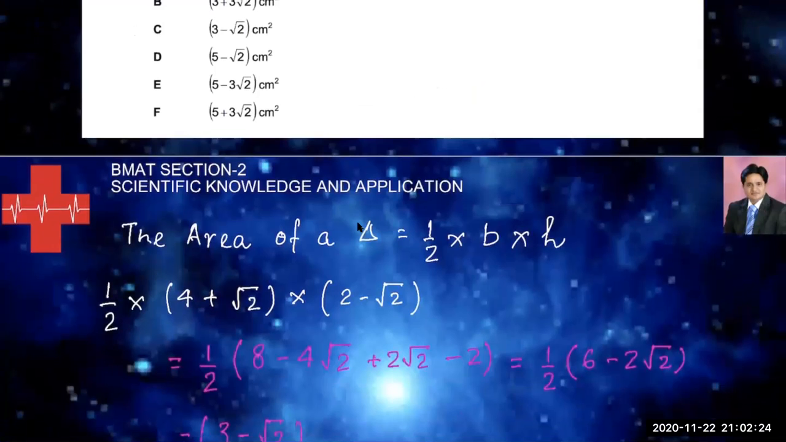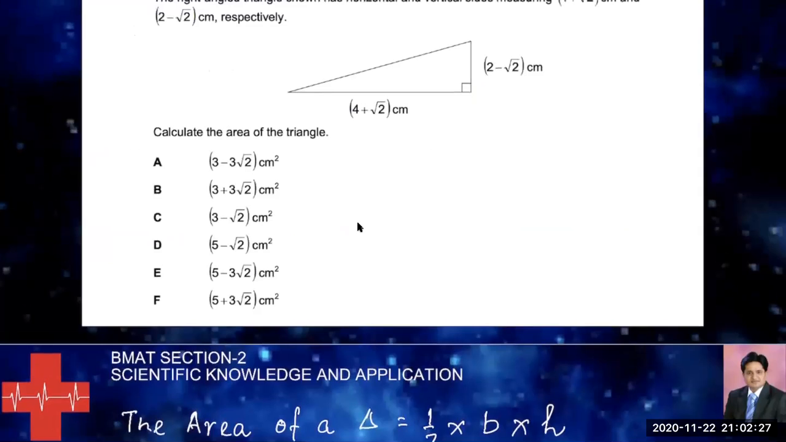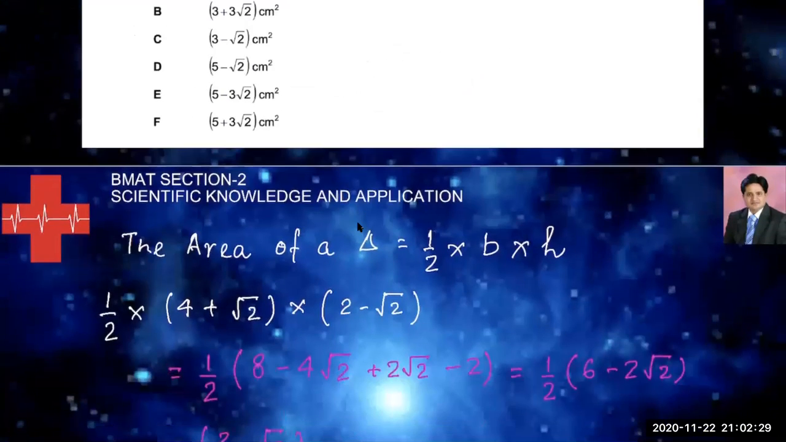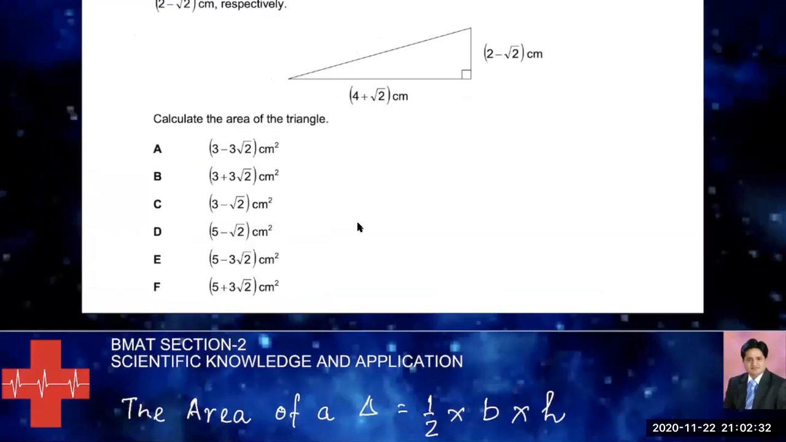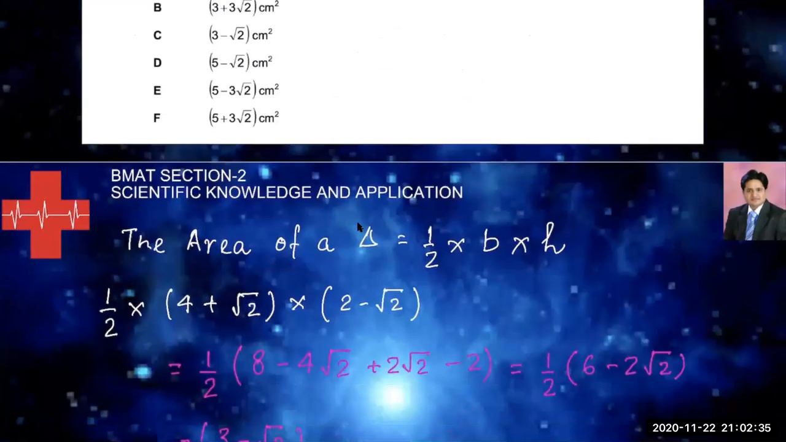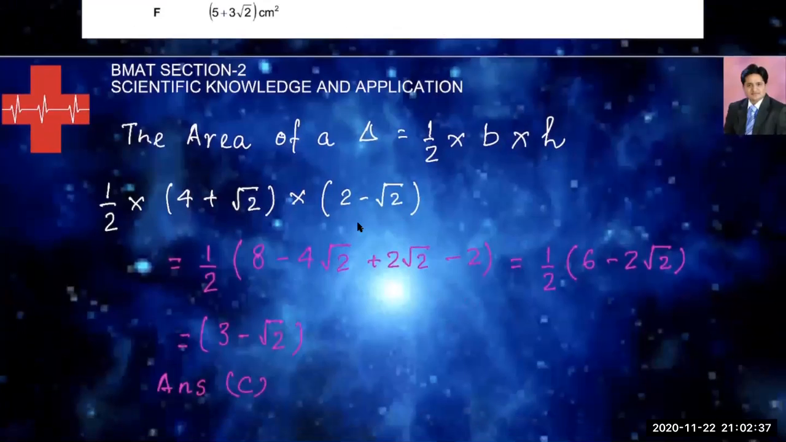So you have half, the base is 4 plus the square root of 2, and the height is 2 minus the square root of 2. You'll have to do a little bit of math here. So just multiply. 4 multiplied by 2 gives you 8. And then 4 multiplied by negative square root of 2 gives negative 4 square root of 2, plus 2 square root of 2 multiplied by 2 gives you positive 2 square root of 2, and then square root of 2 multiplied by negative square root of 2 gives you negative 2.